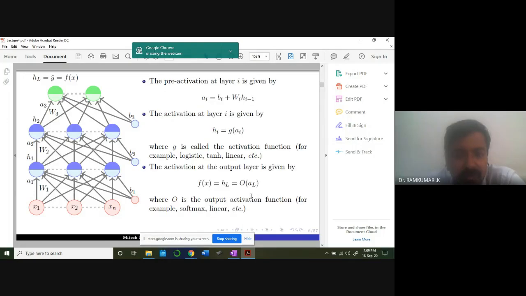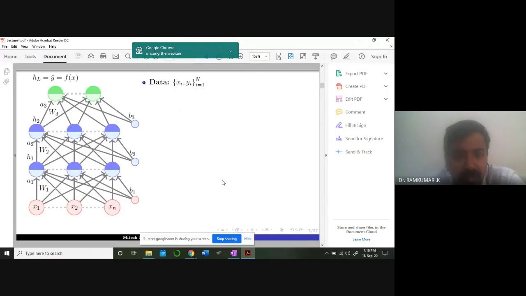Is it all right? Are you getting the point? Are the notations clear? What is this g? Can somebody tell me? G is nothing but the activation function like logistic, tanh, linear. At every layer we have that function. So this bi plus Wi h is a linear combination. That's all. So this is the kind of model we are looking at.